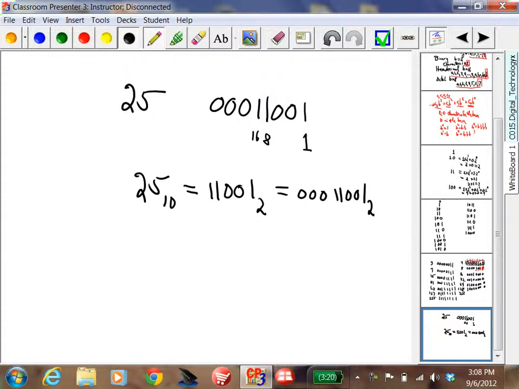So here's a hard one. How would you do 25 in the octal number system? Whoa. I shouldn't do that. I should say 25 to the base 10 is equal to what, in octal. Have an answer? Hold your hand up.